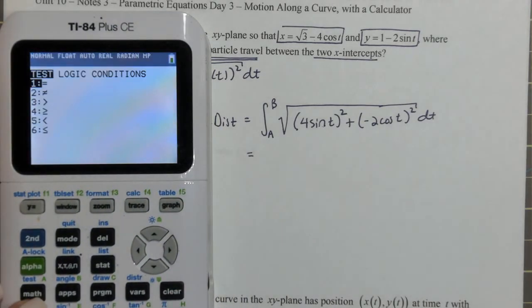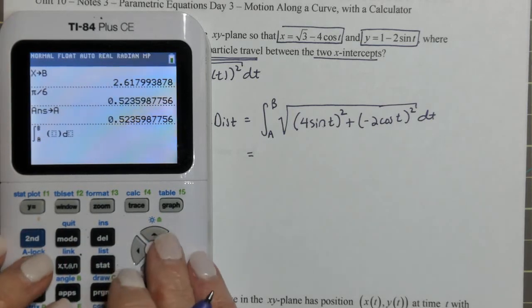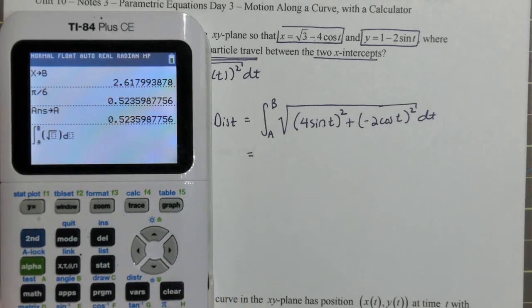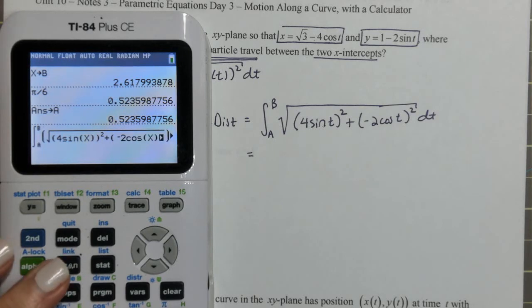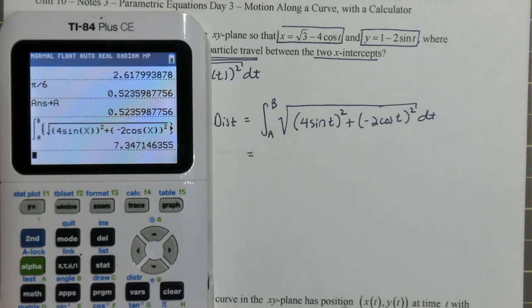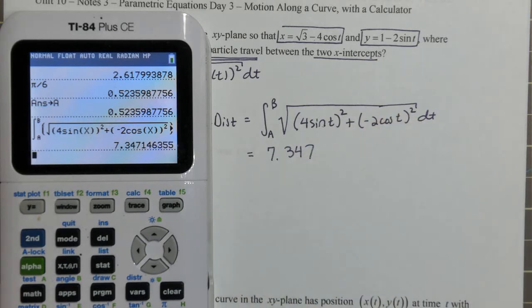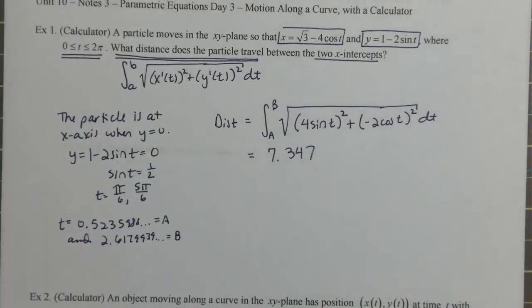Okay, and that is equal to the integral from A to B of the square root, parentheses, make sure you get all this in correctly. I don't have to put a negative in there, but I'm going to just have it match exactly. And we get 7.347. So that's the distance the particle traveled between the two x-intercepts.